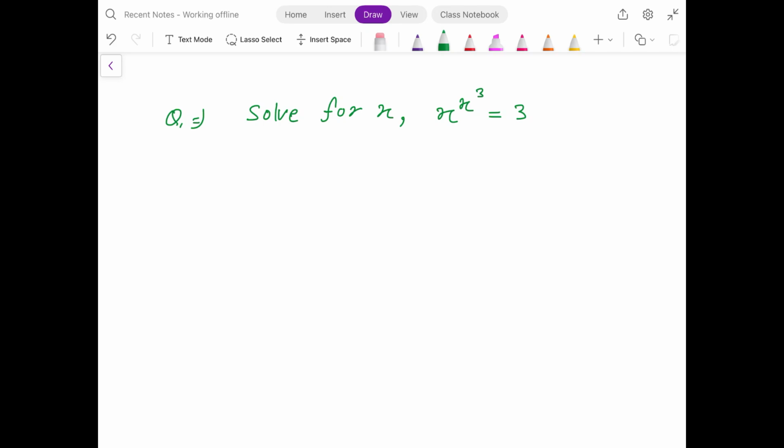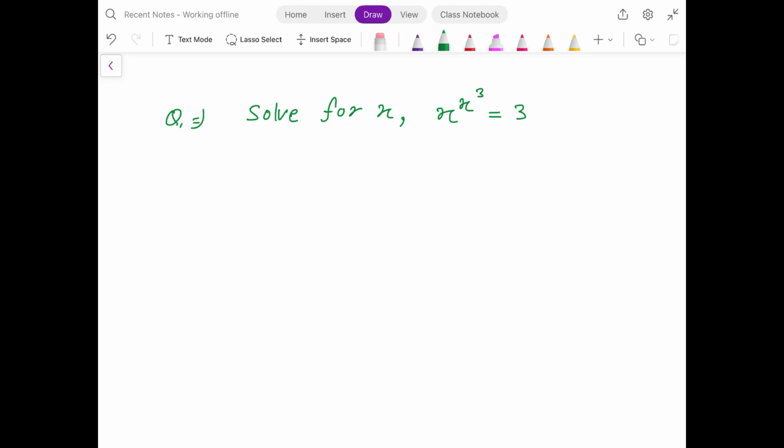Welcome friends. So today we are going to discuss a very interesting mathematics problem that involves nested exponents. That is x to the power x to the power 3 is equal to 3. And in this equation we have to solve for x.